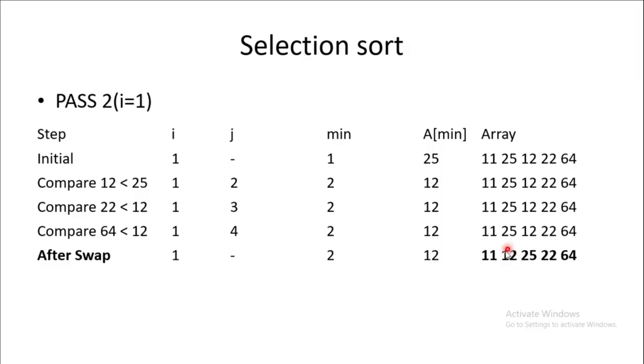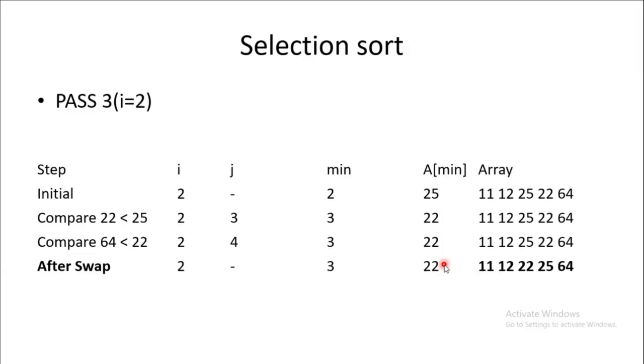So the current minimum element is 25. So 25 is getting swapped with 12, and now we will get the output of pass 2 as this. So over here in the sorted array there are 2 elements, and in the unsorted array there are 3 elements, that is 25, 22 and 64. This will act as an input to the next pass.